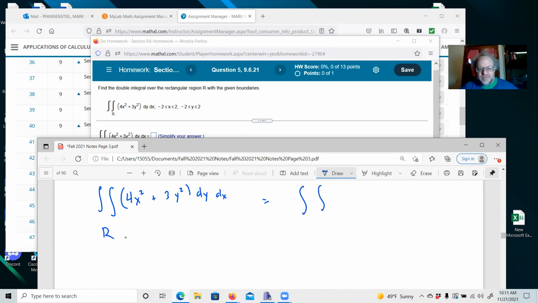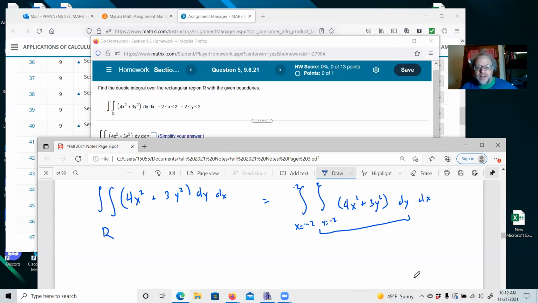Okay, so we have, oh, you guys went from -2 to 2 both times. Brilliant. All right, well, let's go with x equals -2 to 2, y equals -2 to 2. And in this case, we have 4x squared plus 3y squared, and I will say we have dy dx. I usually just say dA here, and it's up to you, but let's go ahead and deal with it this way.